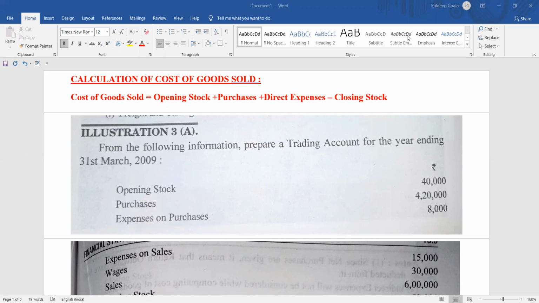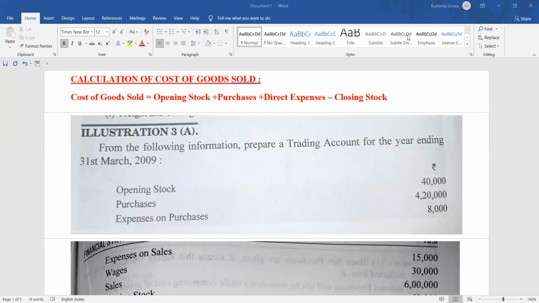कॉस्ट ऑफ गुड सोल्ड इक्वल्स टू ओपनिंग स्टॉक, जो हमारे पास पहले से है, the stock that we have from the beginning. In case we don't have, that's fine, there's no problem. Then plus purchases, whatever goods we have purchased during this period, it can be year, it can be month. So that will be added. So we have got total goods, opening stock plus purchases, plus direct expenses, whatever expenses we are making to manufacture the goods.